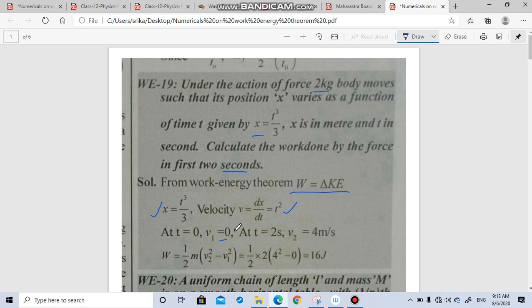Mass is provided. So you have to just calculate work is equal to change in kinetic energy. Kinetic energy is half m (v2 square minus v1 square). If you calculate this, you get 16 joules.